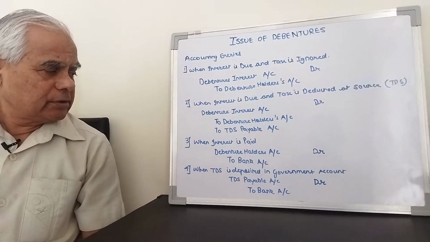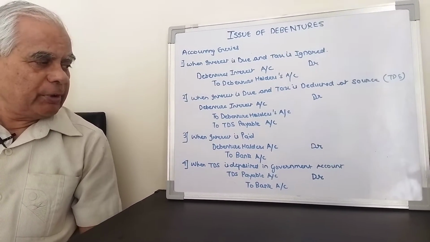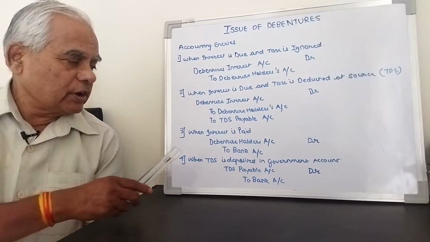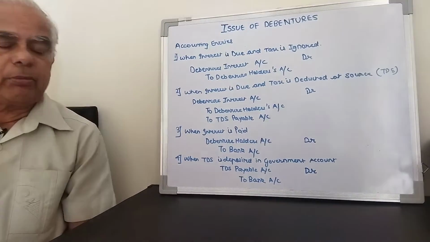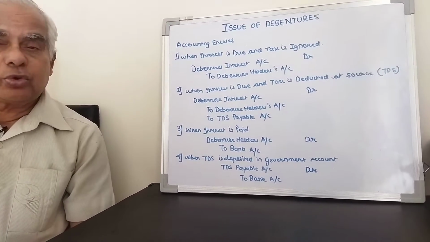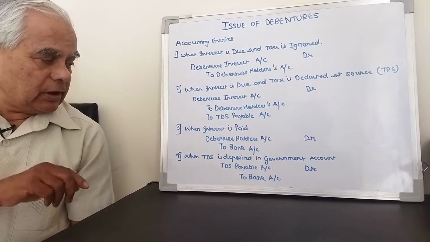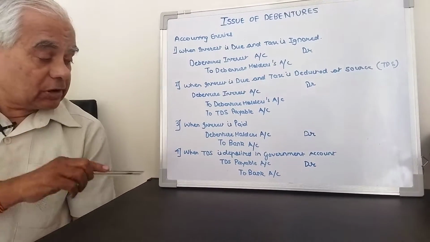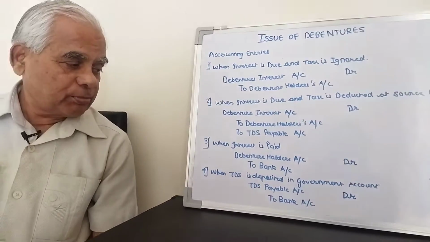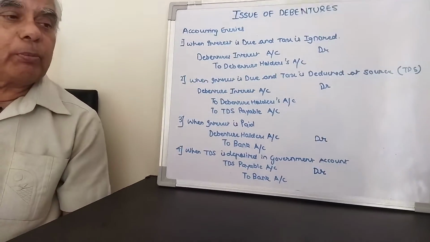Third entry, payment. When interest paid, debenture holder account debit to bank. Here, after deducting the tax amount, we are going to pay the amount to the debenture holder. Debenture holder account debit to bank. And the last, when tax paid to the government, tax payable account debit to bank account.